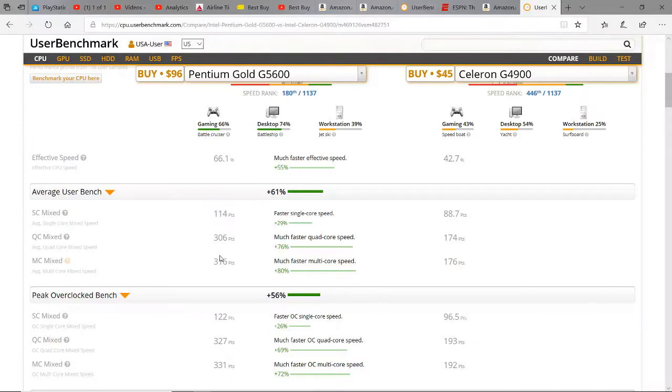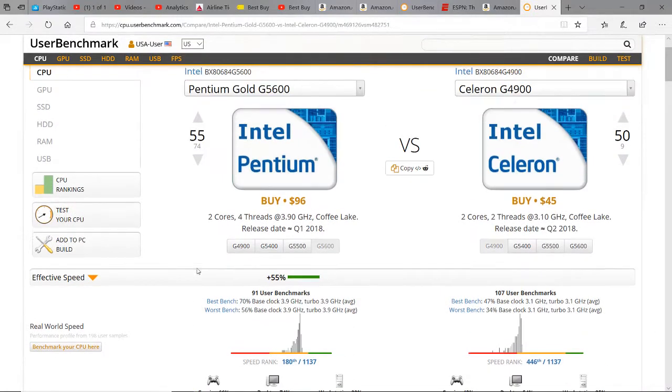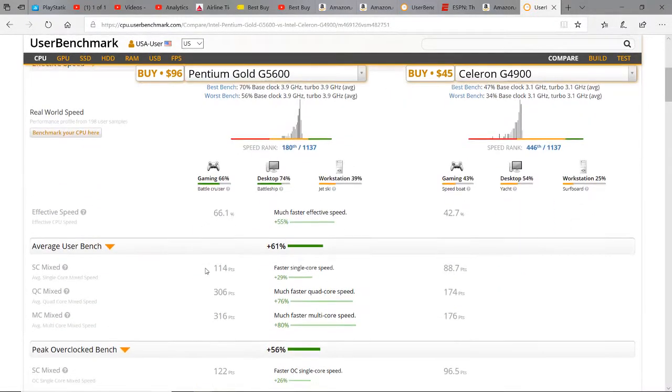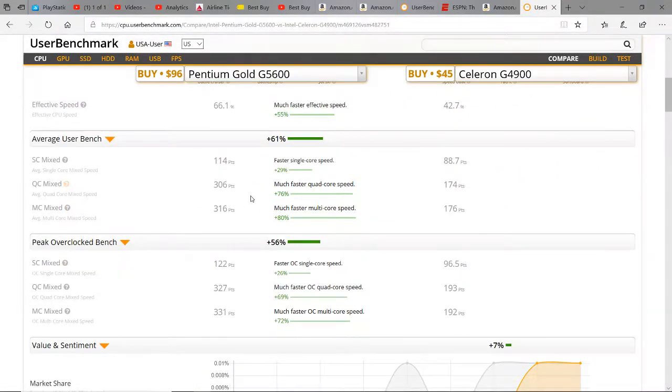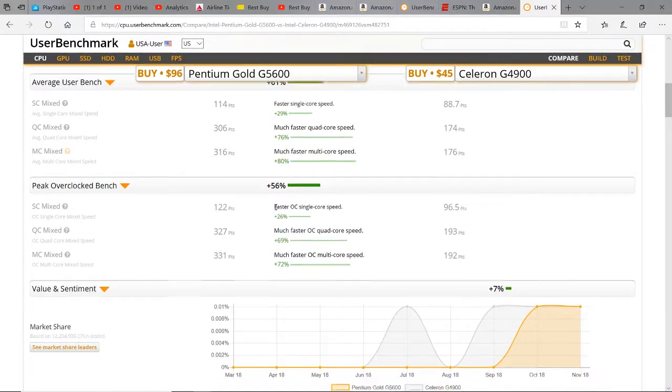Where these chips are going to be really weak is when you start to talk about multi-core. And when you see 2 cores, obviously when it goes quad core, it's really only 2 out of 4 cores, so you can't really score too good, right? You would think.